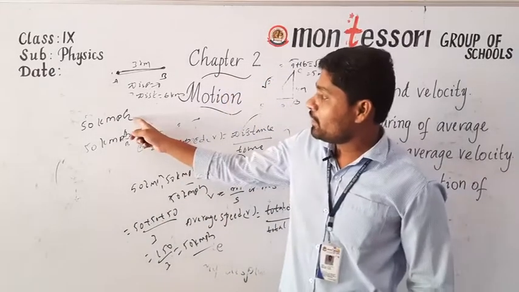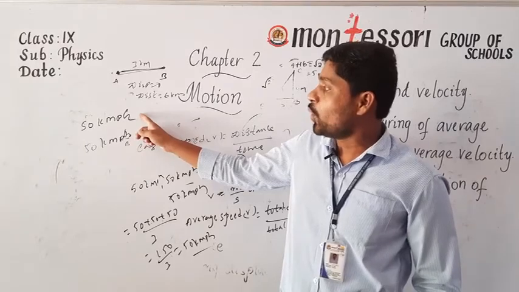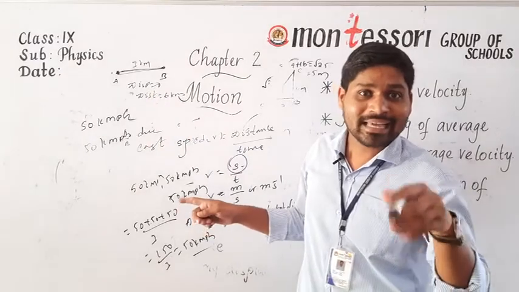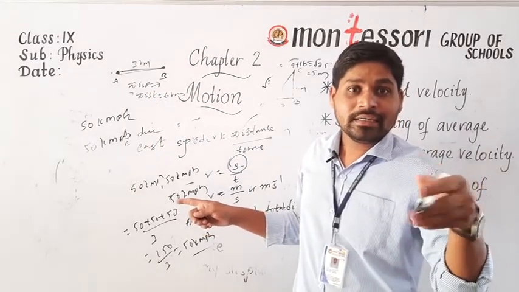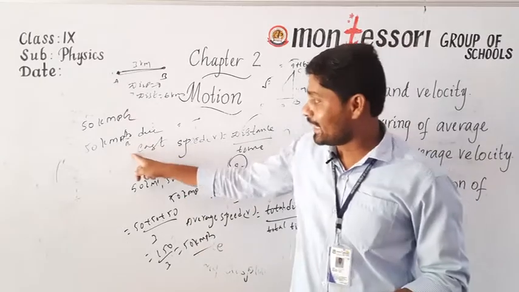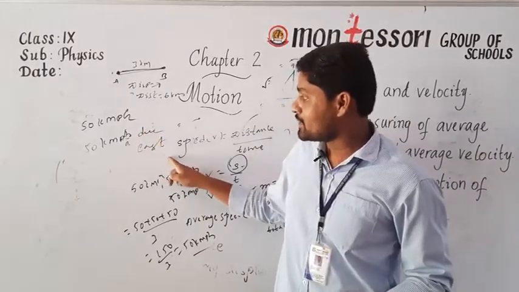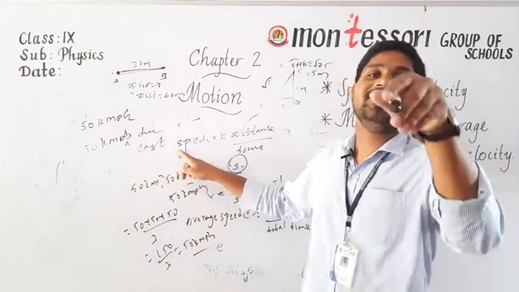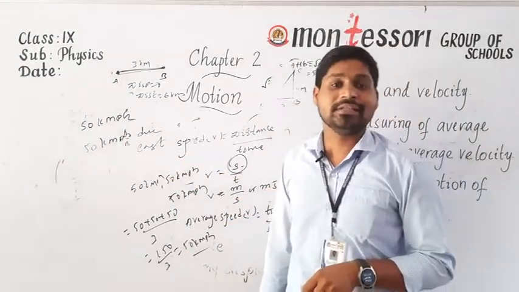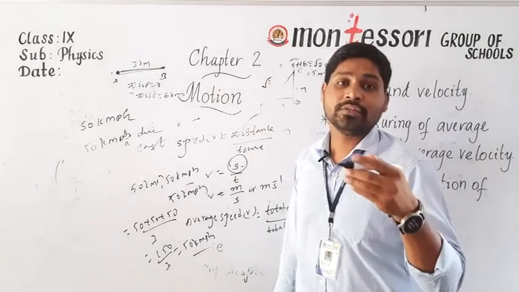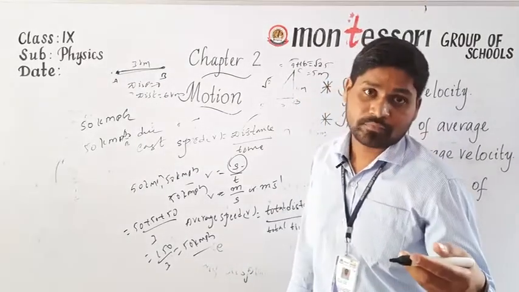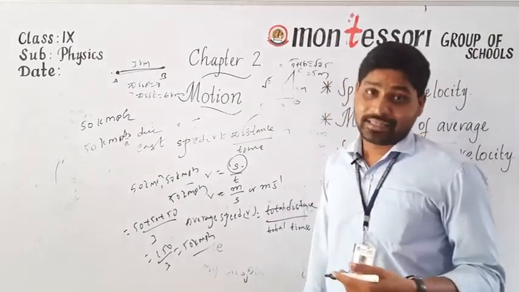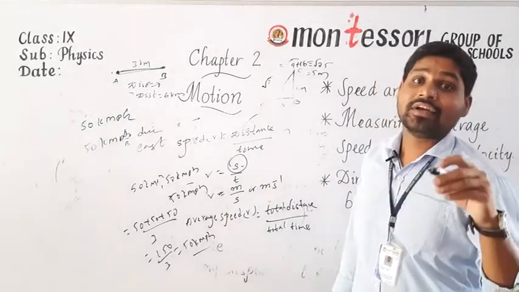Here 50 kilometers per hour represents only how fast the body is moving, nothing but speed. It won't decide the direction of the body. But if you see the second one, 50 kilometers per hour due east means the body is moving towards east with a speed of 50 kilometers per hour. So in order to express the direction of the body, we introduce the word velocity. Velocity represents both magnitude and direction, so we call velocity a vector quantity.